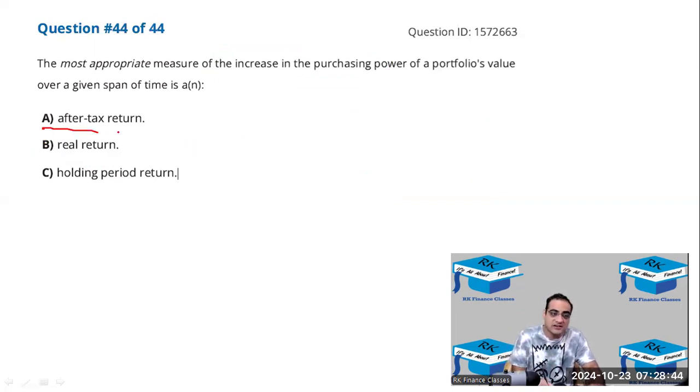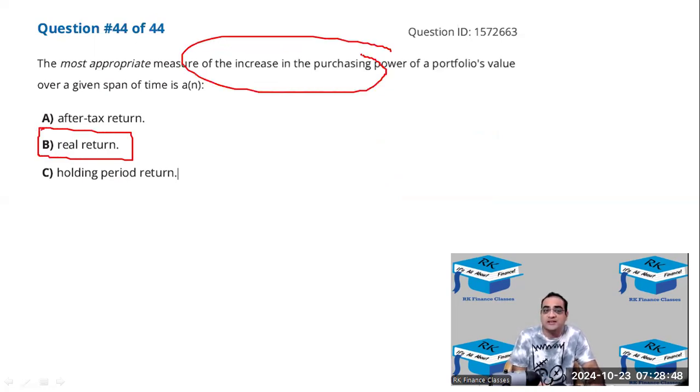Okay, so the answer was real return. If it is positive, it will lead to an increase in the purchasing power. If it is 0, it will lead to maintenance of purchasing power. And if it is negative, it will lead to erosion of purchasing power. So I guess it was an easy question.